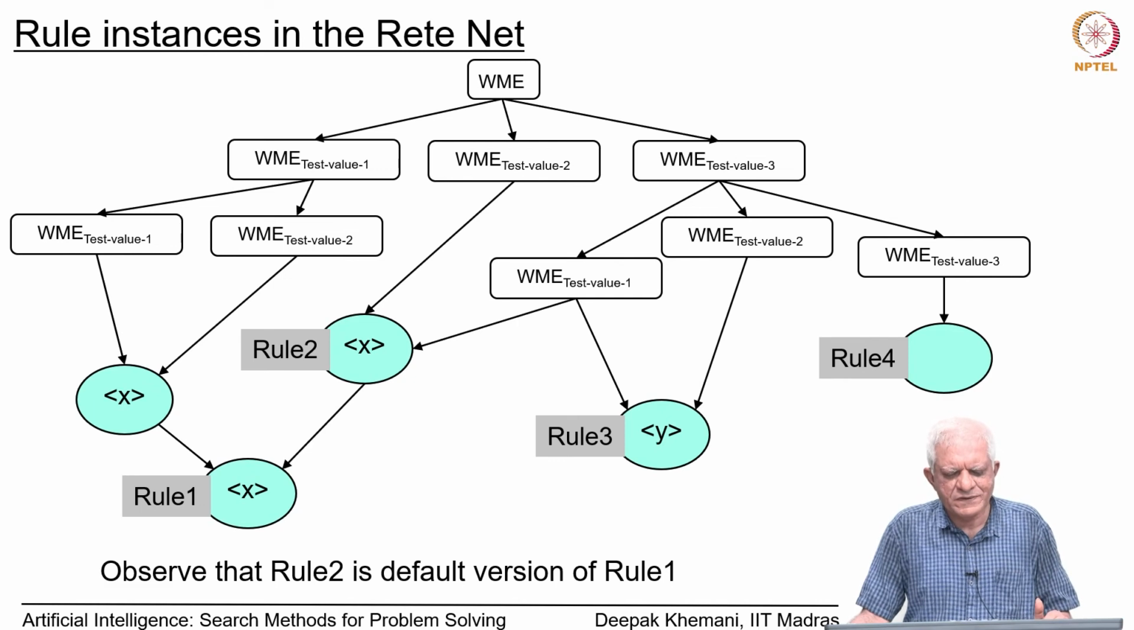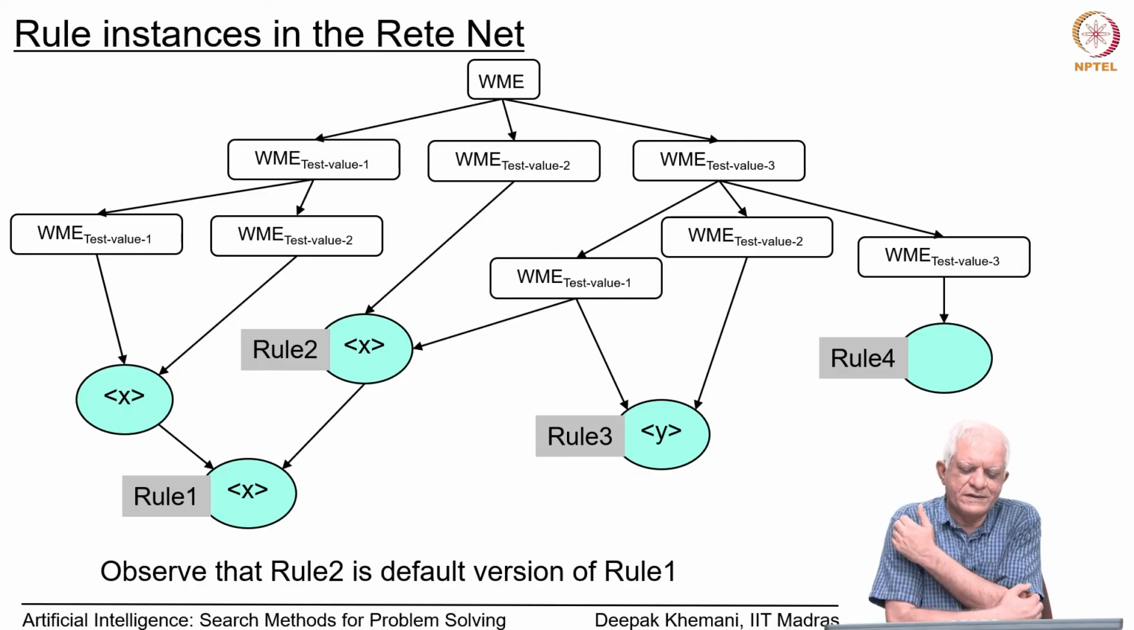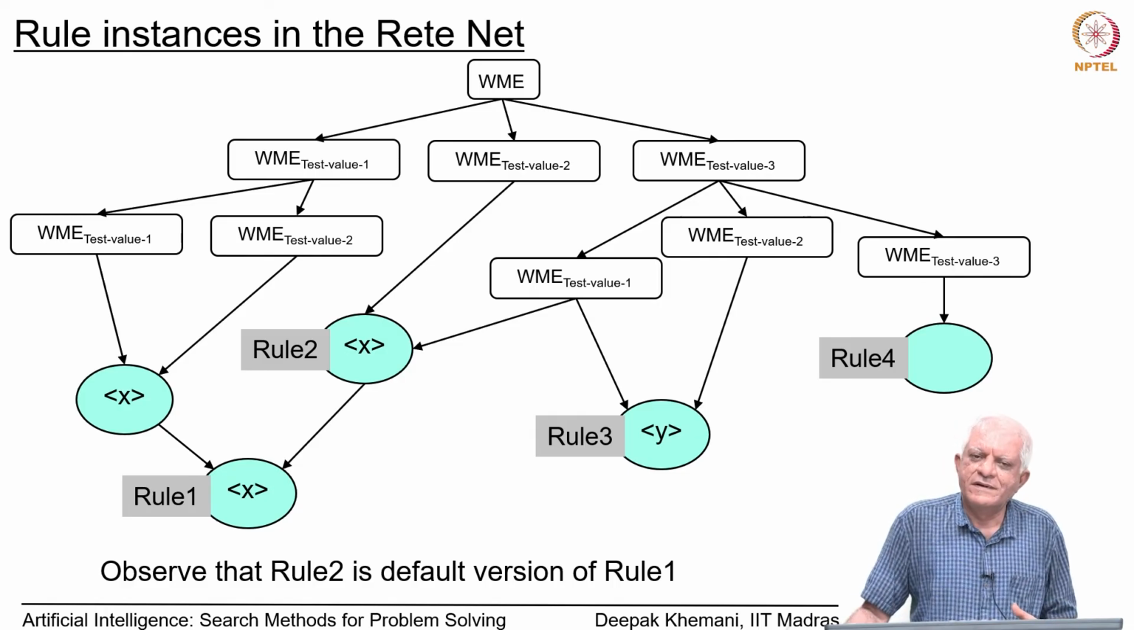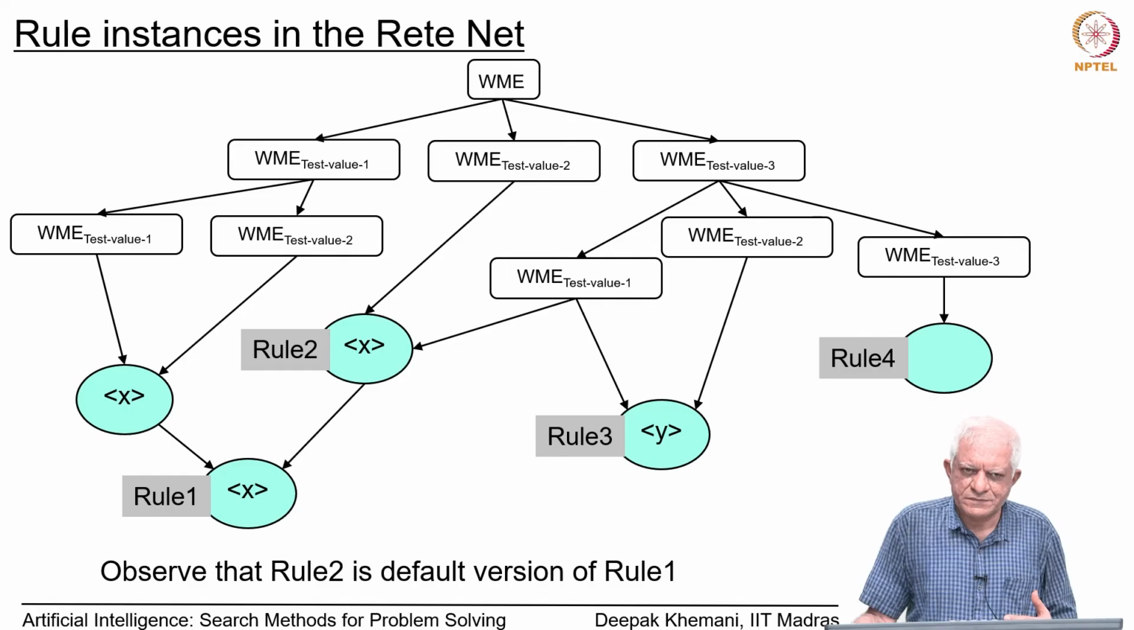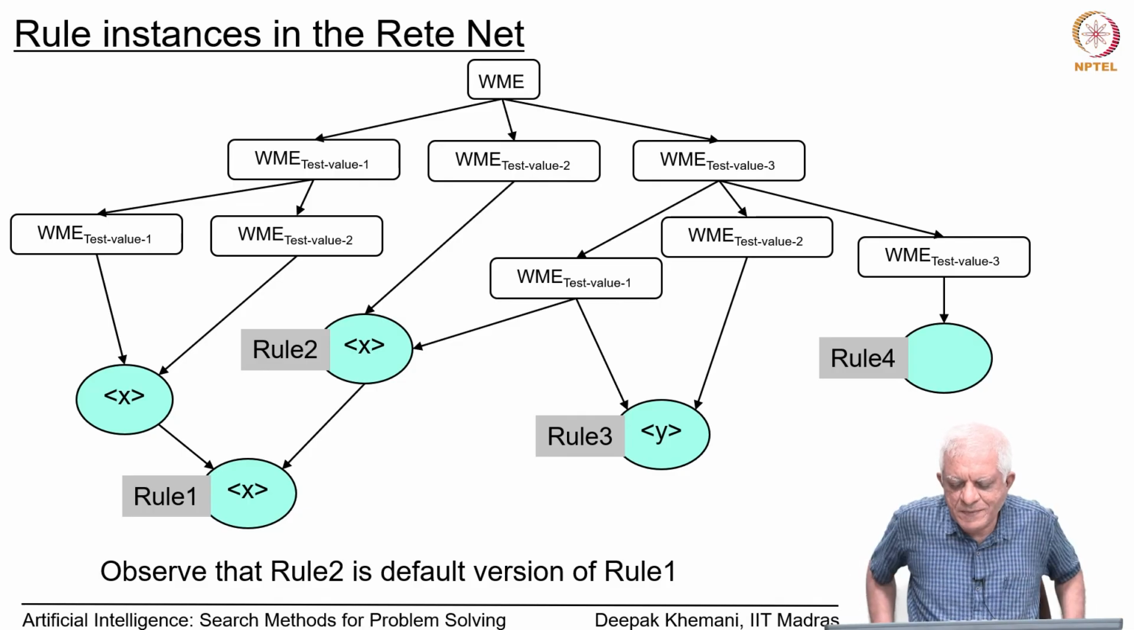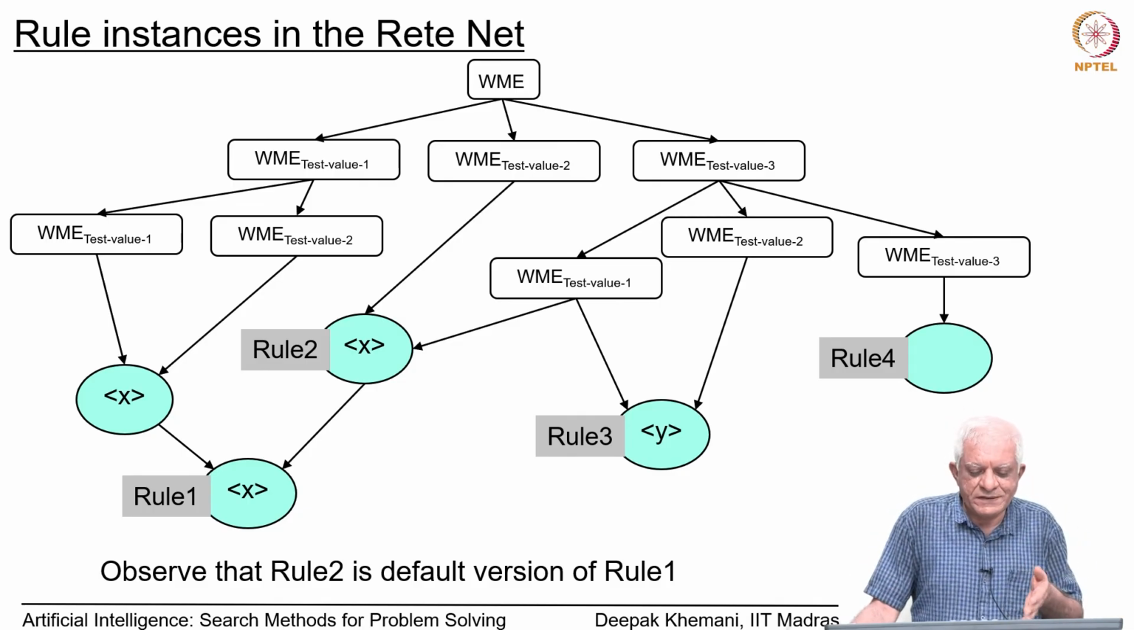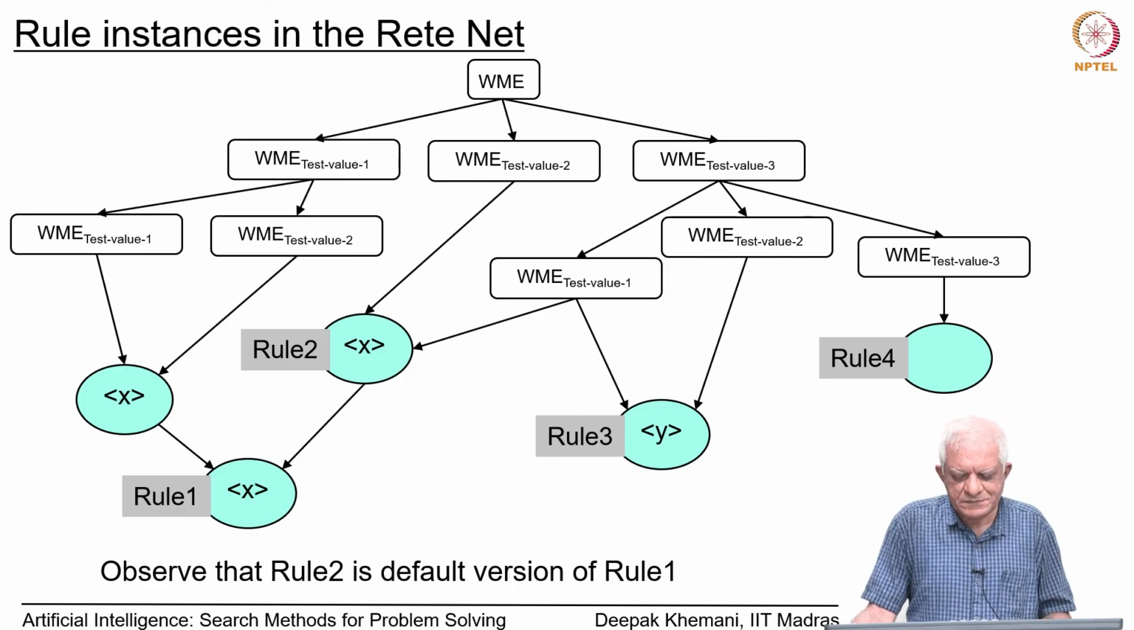So, here is an example of a Rete network which has some number of rules. It is a network for some 4 rules, and as I said, a network is a compilation of rules. So, if you had written those 4 rules, we have not said what those rules are, but you can imagine that you have written some 4 rules which resulted in this particular network being formed here essentially. And again you can see that rule 2 is a parent of rule 1, and this means that rule 2 is a default version of rule 1.